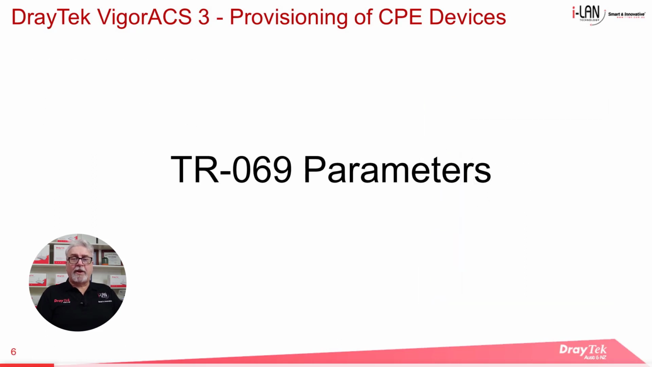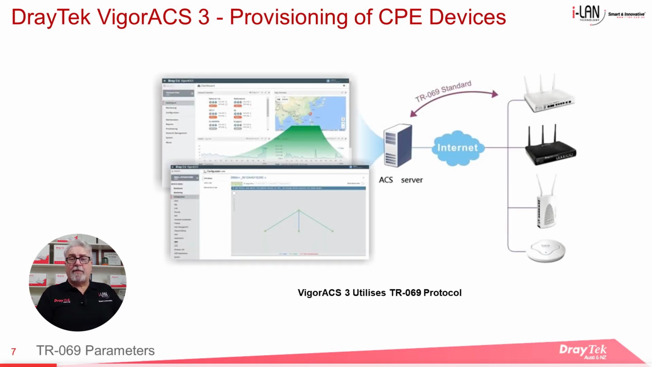Before we get into those menu options, it helps to have an understanding of TR069 parameters. As we discussed in part 1 of this webinar series, VigorACS 3 utilises the TR069 standard for communication between the ACS server and the CPE devices. TR069 is an application layer protocol for remote management of end-user devices. It was developed for automatic configuration of modems, routers, gateways, access points and so on by using an auto-configuration server.